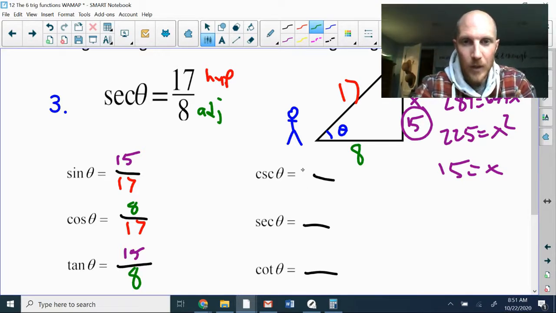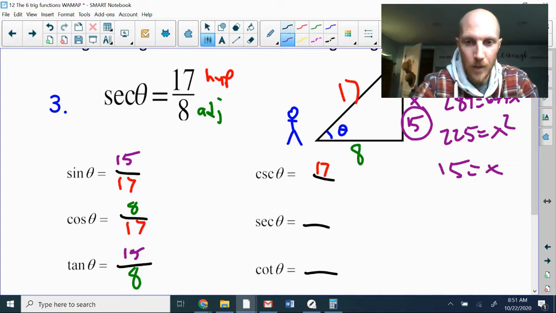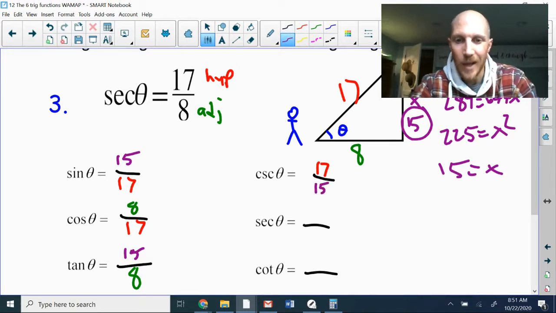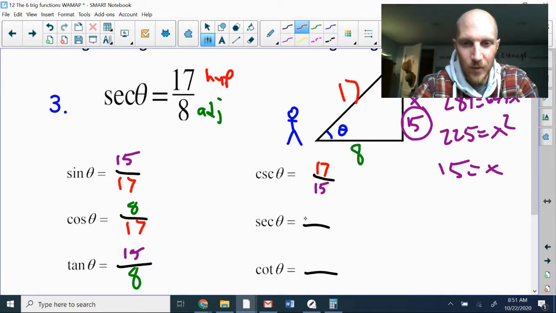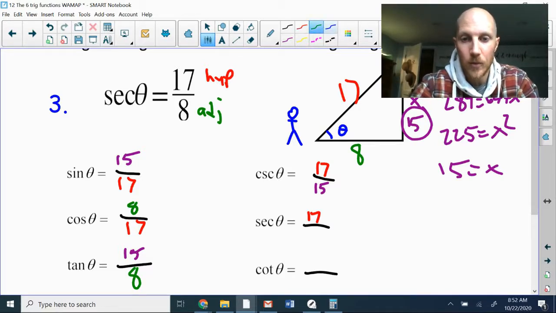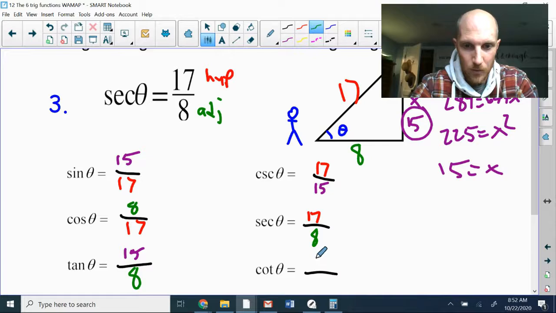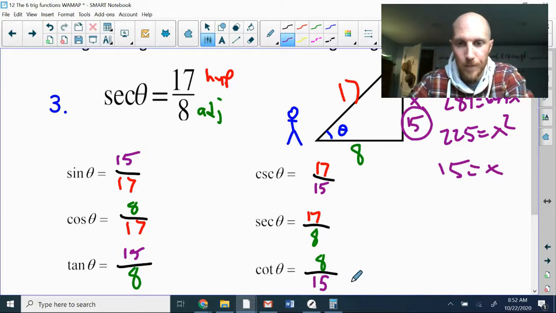Cosecant. Cosecant is the hypotenuse, so 17, over opposite, so 15 goes down here. Secant, that's hypotenuse over adjacent. It's the reciprocal of cosine. So 17 is the hypotenuse, 8 is the adjacent. And lastly, cotangent is the adjacent over the opposite. So I need green to go 8 on top. The opposite, 15, goes on the bottom. Okay.